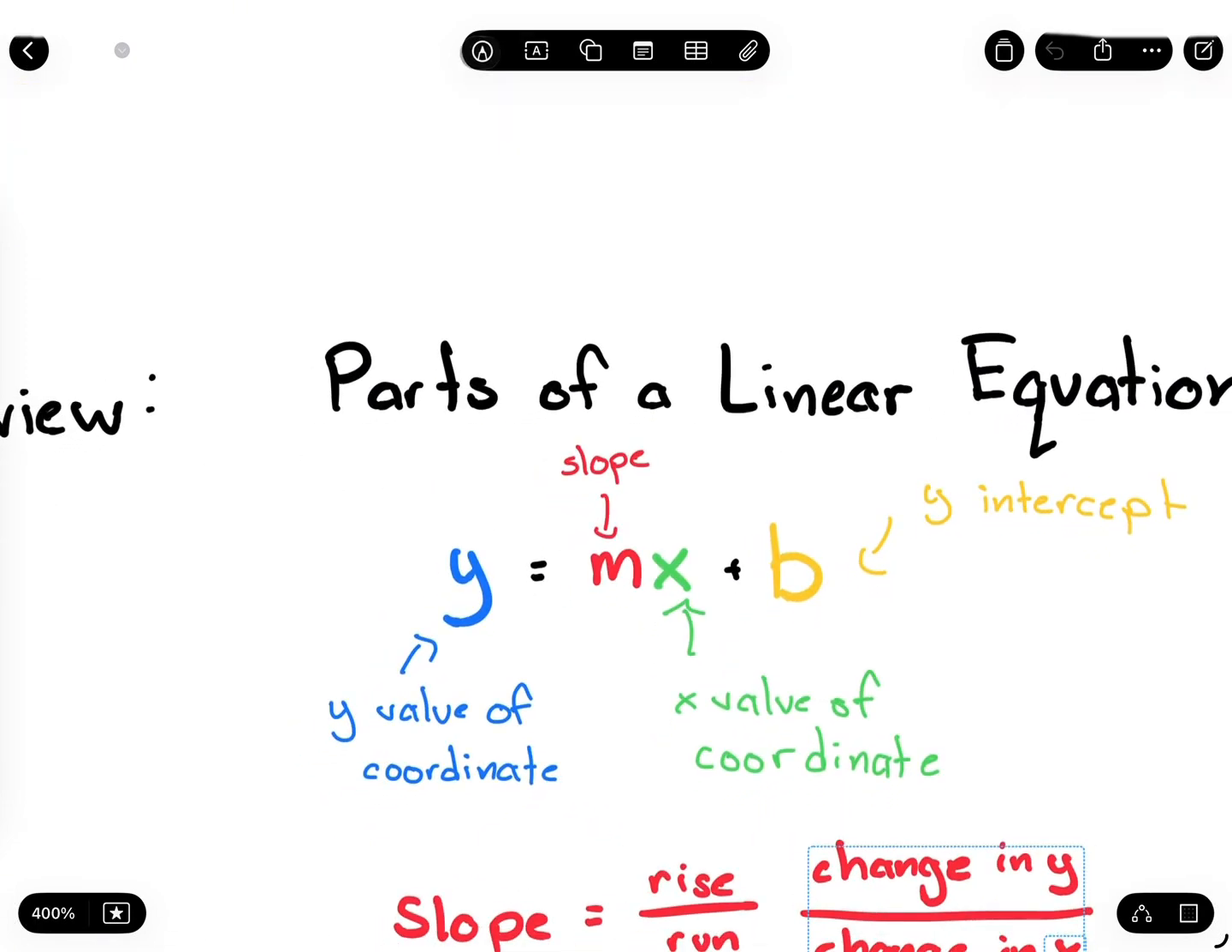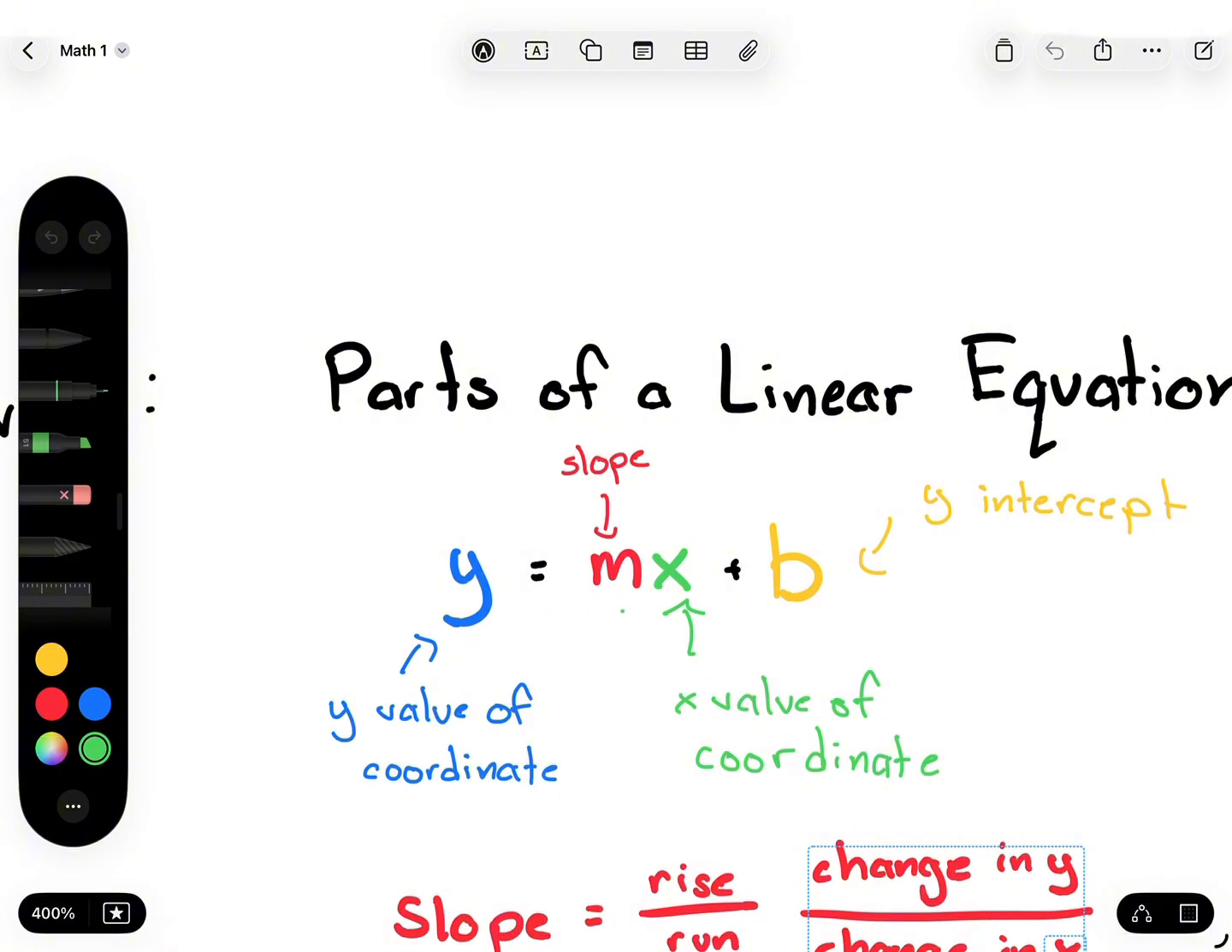We have y equals mx plus b. Y is the y value of the coordinate that you are using in this scenario. M is the slope, which will stay the same throughout the line because it is linear. X is the x value of the coordinate that we are using in this specific scenario. And b is the y-intercept of this linear function, meaning where the line intersects with the y-axis.